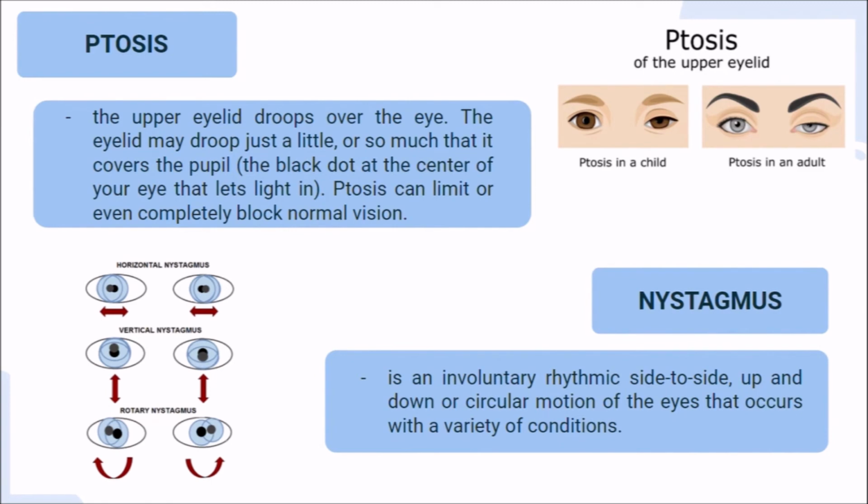Ptosis, the upper eyelid droops over the eye. The eyelid may droop just a little or so much that it covers the pupil. Ptosis can limit or even completely block normal vision. Nystagmus is an involuntary rhythmic side-to-side, up and down, or circular motion of the eyes that occurs with a variety of conditions.